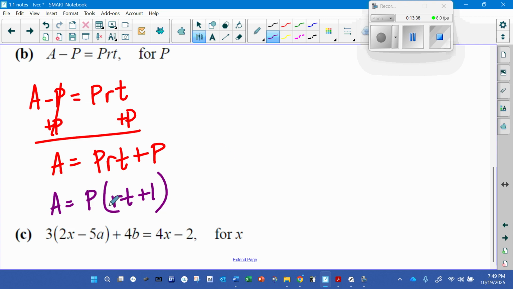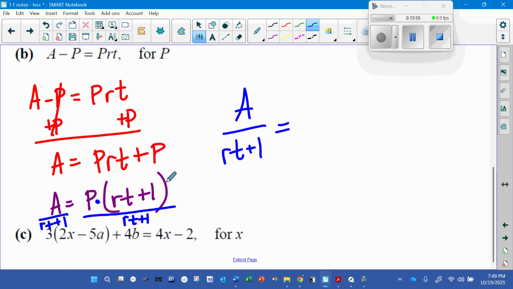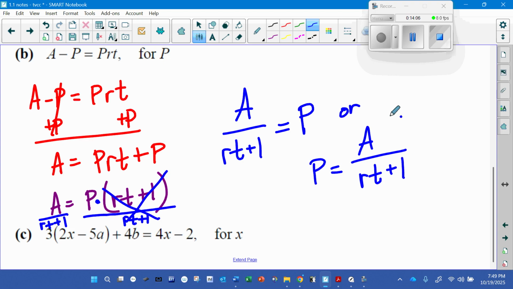All right, so now if I want P by itself, right now you are multiplying by P, and I want P by itself, so let's divide by RT plus 1. So I'm going to divide by RT plus 1. I know this looks terrible. A divided by RT plus 1 equals, now that all cancels out, and I have P by itself. Or if you like, P equals A divided by RT plus 1.